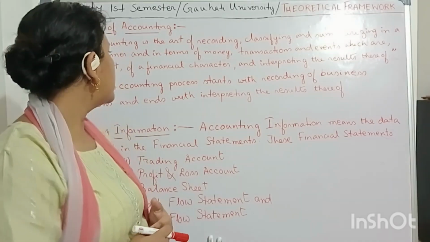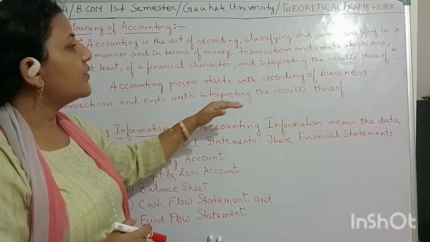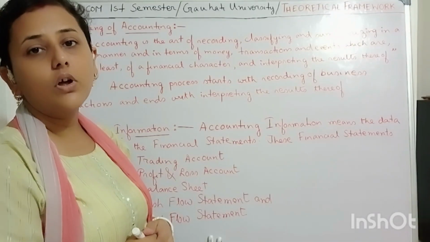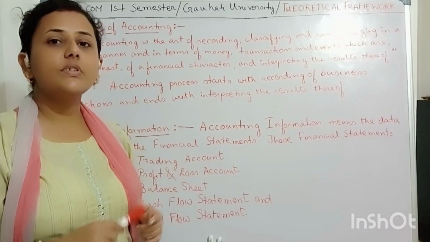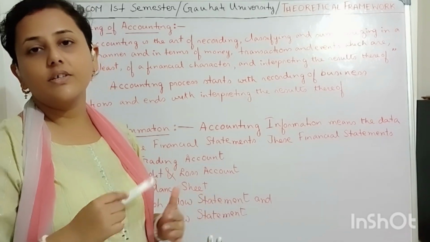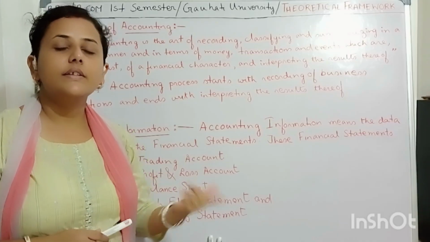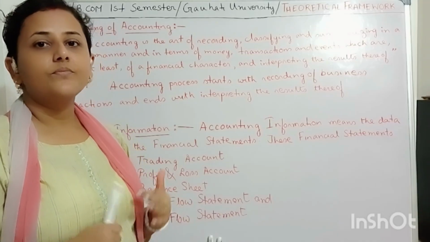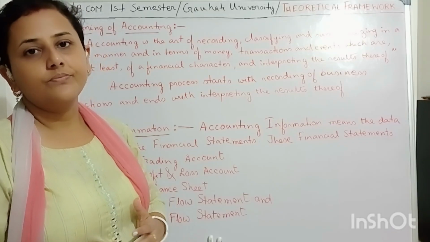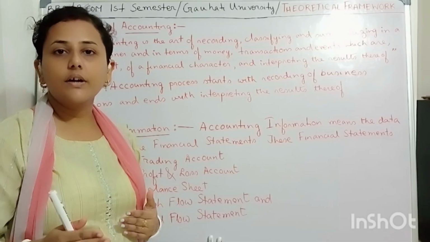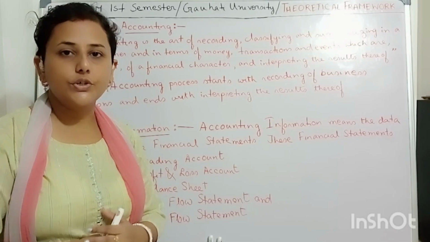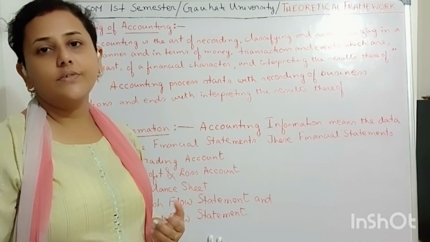So you see, the accounting process starts with recording of business transactions and ends with interpreting the results thereof. Once a transaction takes place in a business, where is it recorded? In the journal. From the journal it is posted to the ledger. Then the trial balance is prepared, yes or no? Then what? The financial statements: trading account, profit and loss account, then balance sheet, cash flow statement, and fund flow statement.